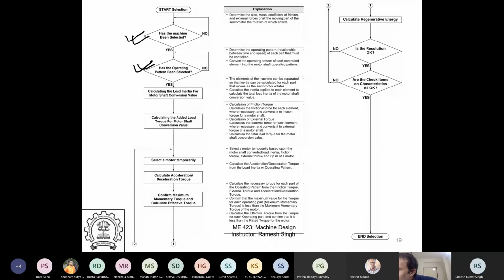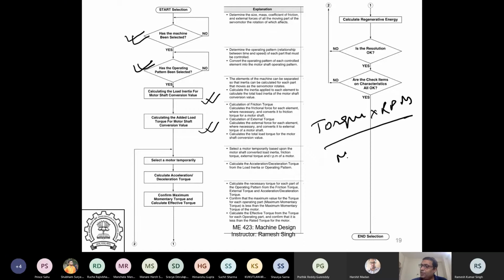And then calculate the load inertia for the motor shaft value. So you basically want to understand how much the motor shaft will be exposed to, and calculate the added load torque for the motor shaft. At some point you need to know the torque, because torque times RPM is what will govern the motor power. So I need to estimate the torque. Can someone tell me, where does the torque come from?